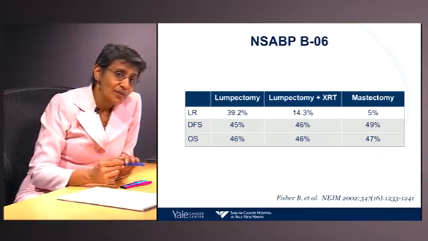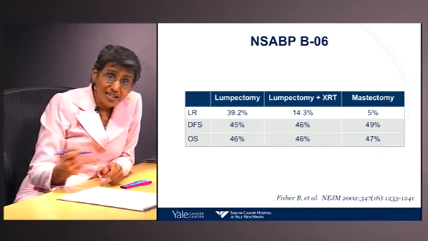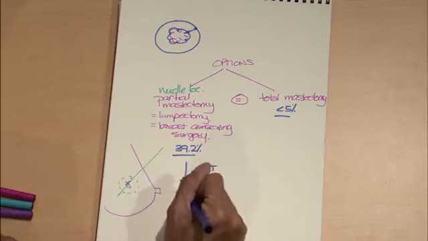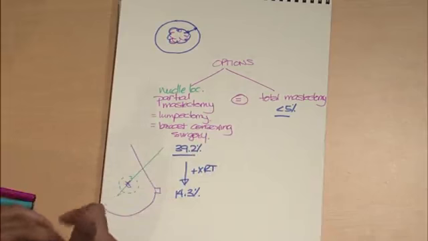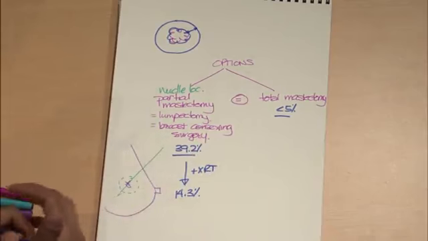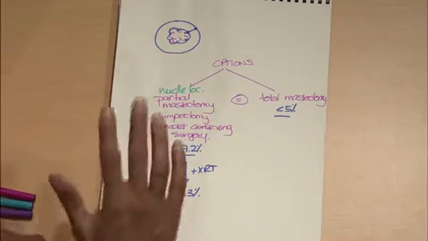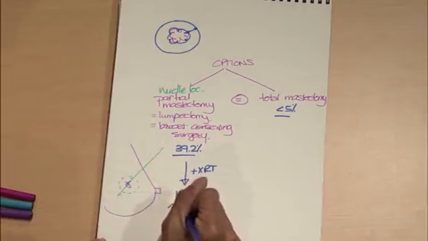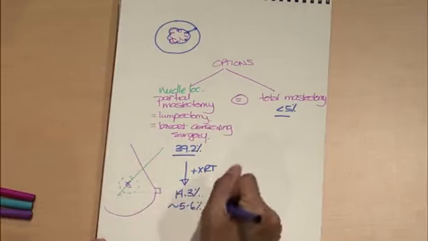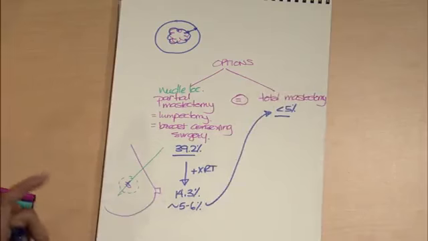But look at the column in the middle. When they added radiation, that rate went down to 14.3%. And I would argue that these days, with advances in radiation therapy, and we'll talk more about that in that session, this number actually gets down to more like 5 to 6%. So it's looking a lot more like the total mastectomy category.